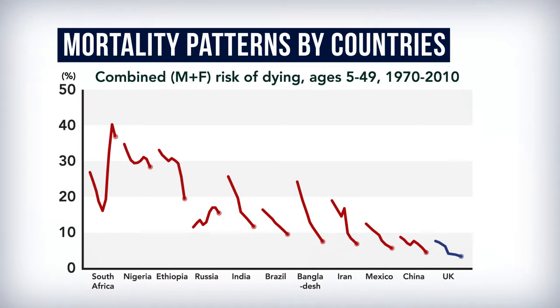So this graph shows 10 countries' risks of death for ages 5 to 49 between 1970 and 2010. The UK statistics at the end represent the pattern of developed countries, so you can use that to compare the overall differences. Now, the first thing you notice is the huge difference in mortality. South Africa has about a 40% risk of death between ages 5 to 49 versus only 4% in the United Kingdom, a tenfold difference. In large part, in South Africa, the main excess was actually due to HIV.